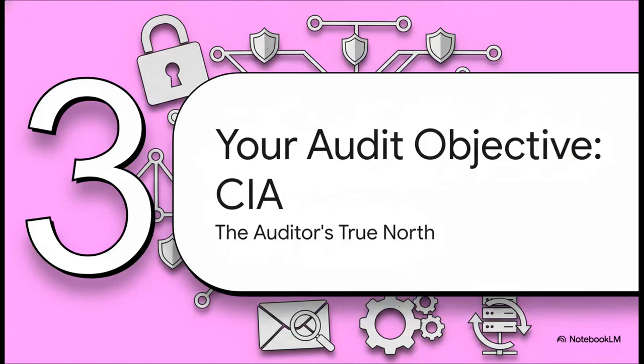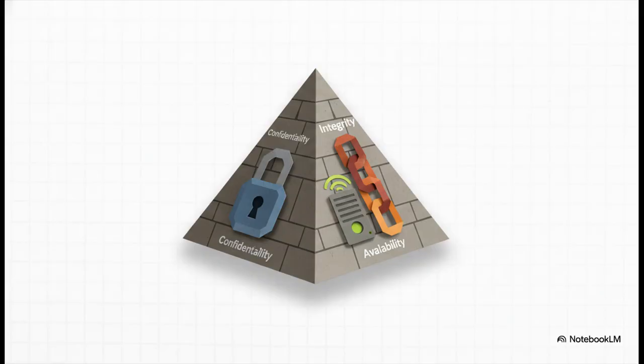Okay, you've got the lingo down. So now what? What's your actual mission here? Every single test you run, every question you ask, has to trace back to these three core principles. Your true north as an IT auditor is the CIA triad. And no, not that CIA. This stands for confidentiality, integrity, and availability. These three principles are the absolute bedrock of information security, and they are the bedrock of your audit work.